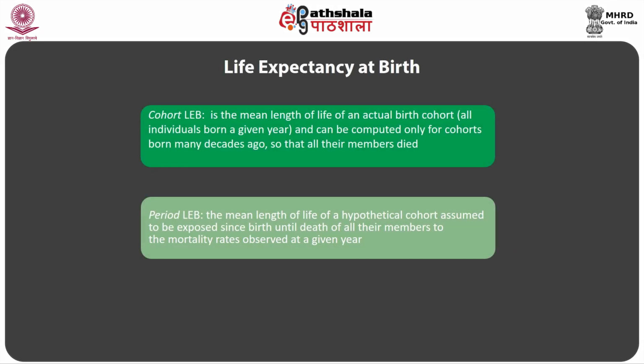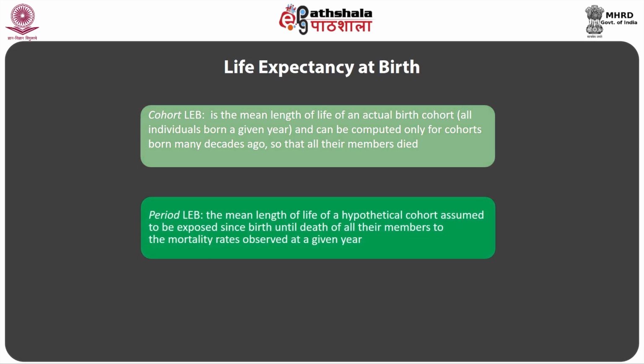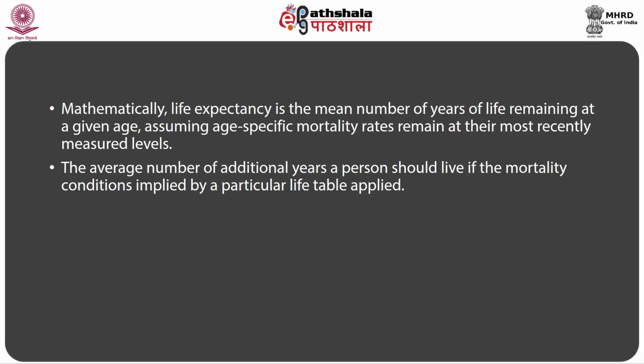While cohort life expectancy at birth is the mean length of life of an actual birth cohort, that is, all individuals born in a given year, and can be computed only for cohorts born many decades ago, so that all their members have died, period life expectancy at birth is the mean length of life of a hypothetical cohort assumed to be exposed since birth until death of all their members to the mortality rates observed at a given year, as defined by Sherrock 1973.